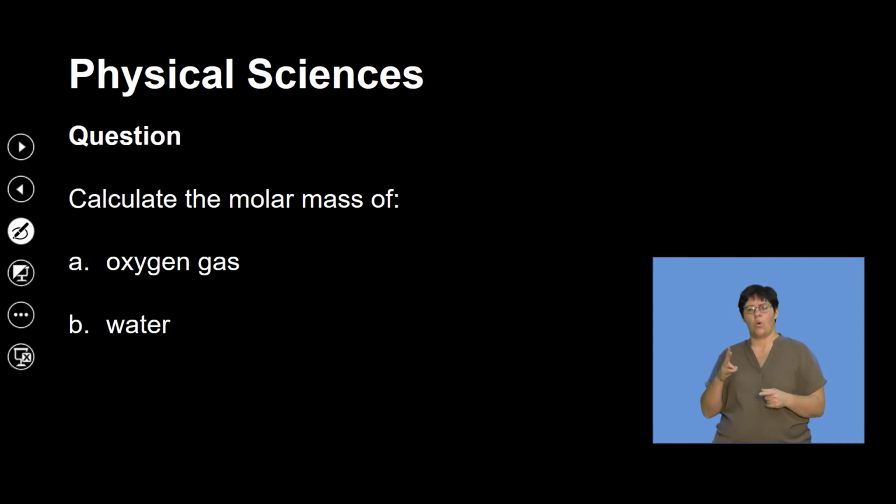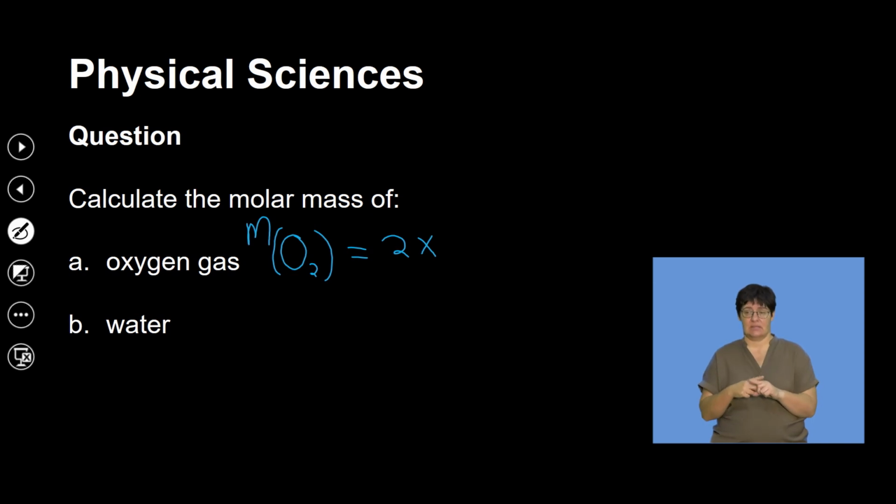How do we calculate the molar mass of a substance? First of all, we need to identify, in the first question, oxygen gas, what is the formula of this substance: O2. It's a diatomic element, which exists as a molecule, and each one of them has a mass of 16. So if we want the molar mass of oxygen, it equals 2 multiplied by 16, because each one of them is 16. Then this would give us 32 grams per mole. That's the molar mass.